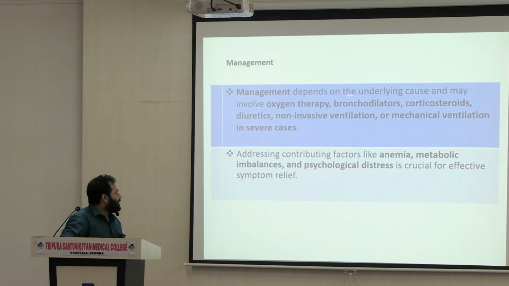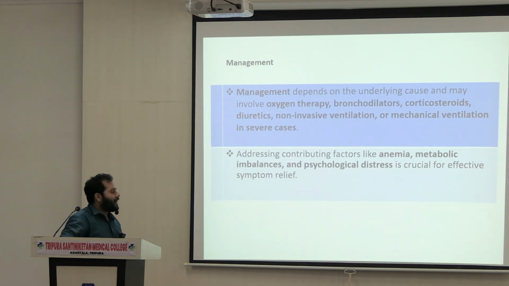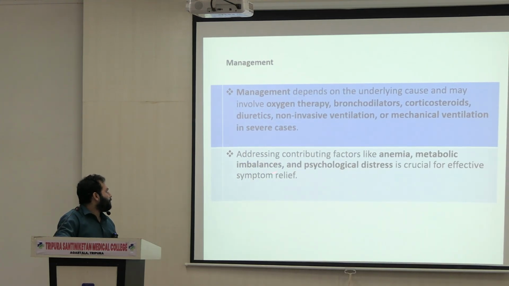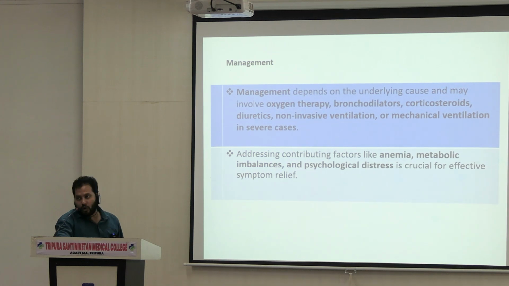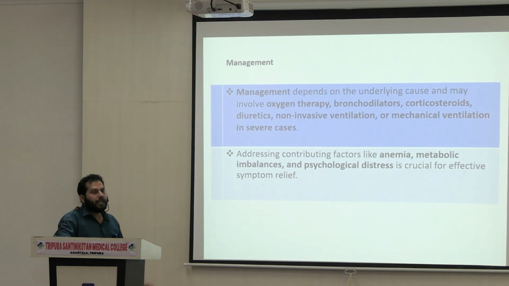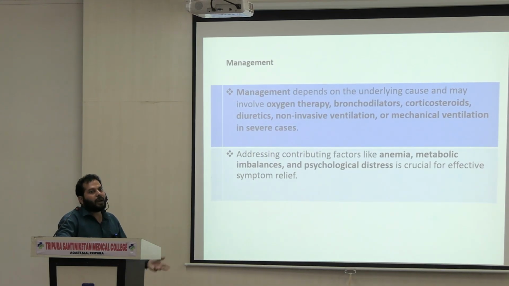Now, other than this management process, another important thing that may also help is called contributing factors. So what are the contributing factors that contribute to this abnormal breathing process? These are anemia, metabolic imbalance and psychological distress. If we focus on these contributing factors, we can improve our abnormal breathing process.